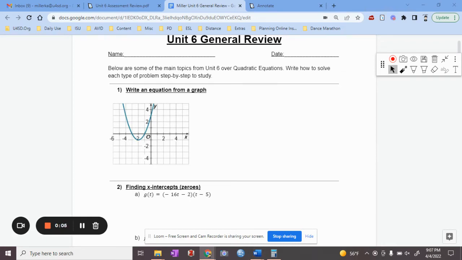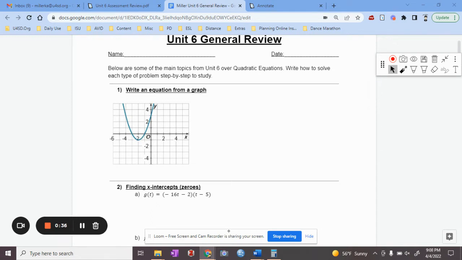Hello, algebra students. We are going to be reviewing some Unit 6 content this evening. We are going to go through the different forms of quadratic equations, how to write the equation of a graph, and how to find the x-intercepts, the y-intercept, and the vertex of a quadratic. Okay, let's start by writing the equation of a graph.